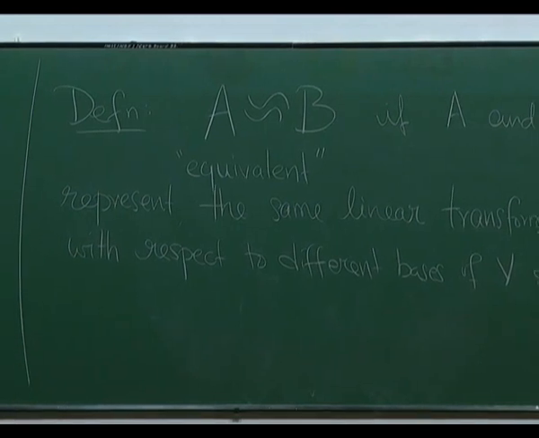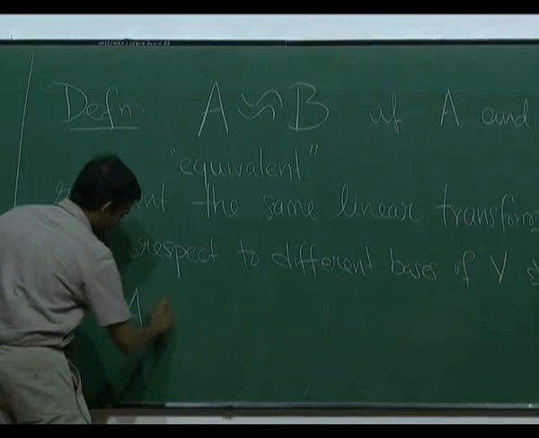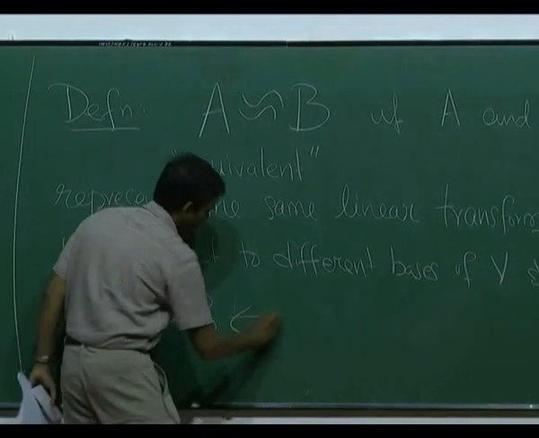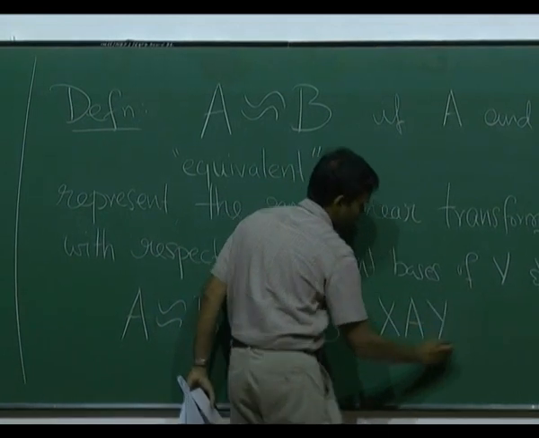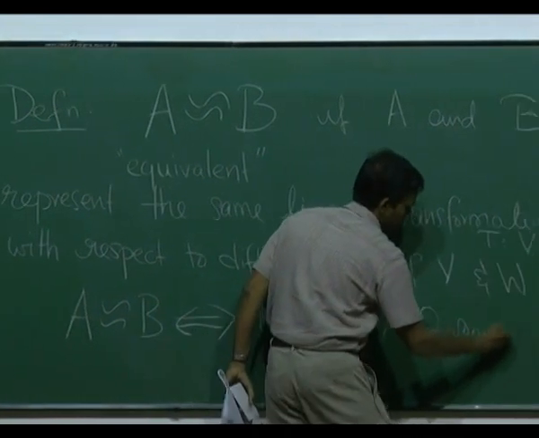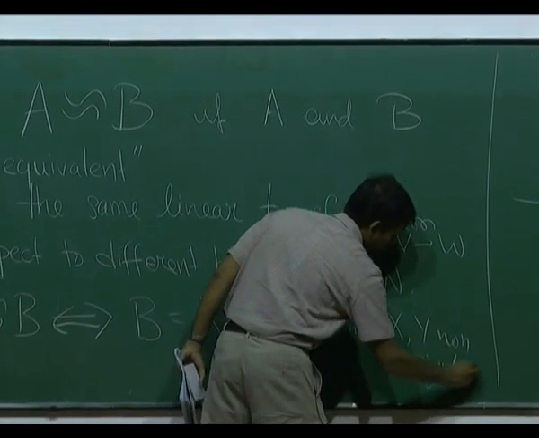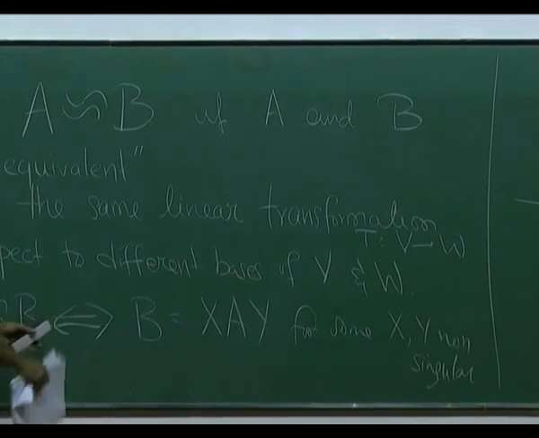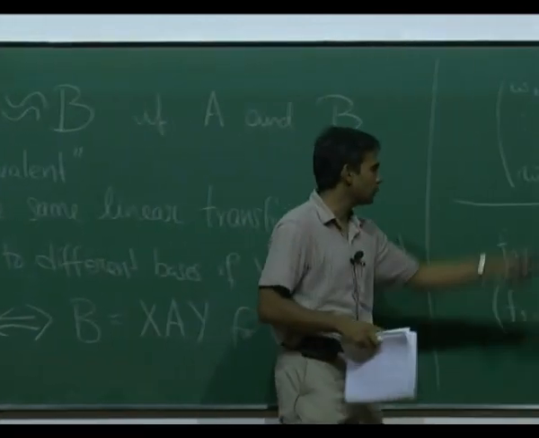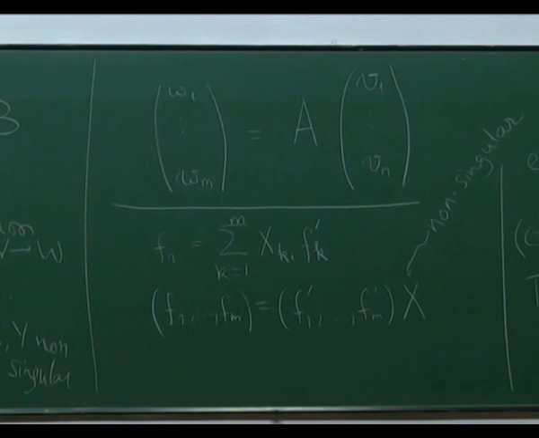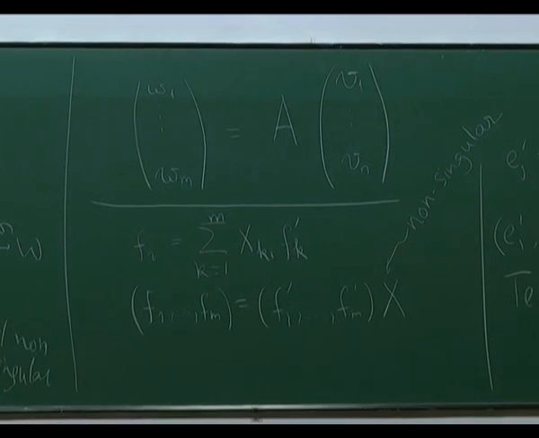What we have seen just now is that A is equivalent to B if and only if B is x a y for some x y non-singular. I actually showed only that if A is equivalent to B, then B is x a y. But if B is x a y, then you can define your new coordinates using these formulas and then show that there is a different basis with respect to which the matrix is B. So, this is an equivalence.